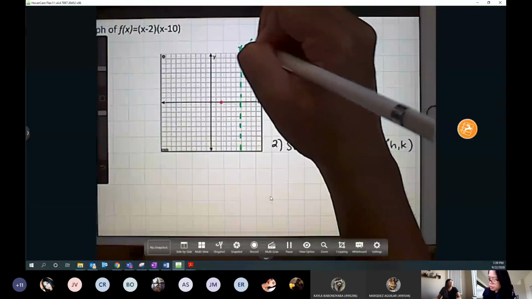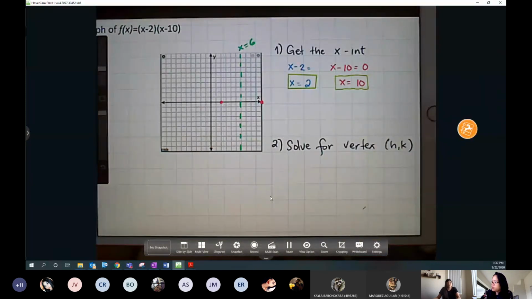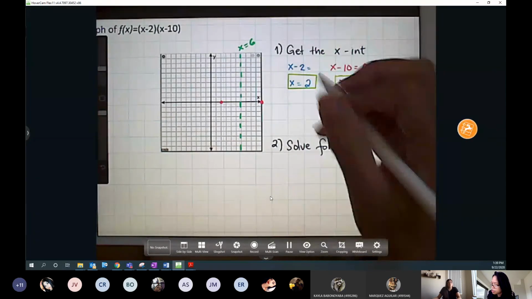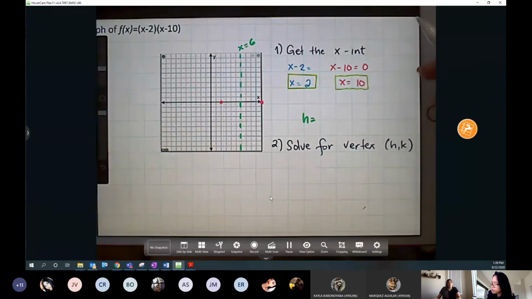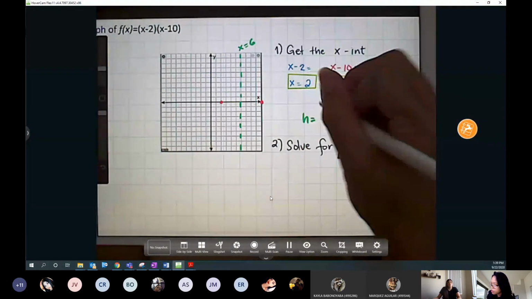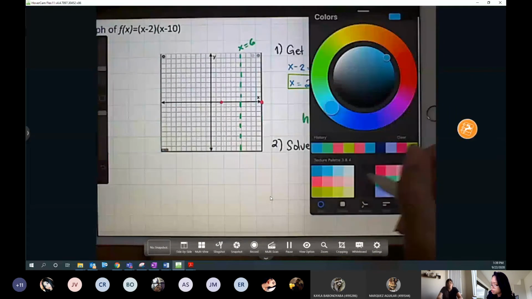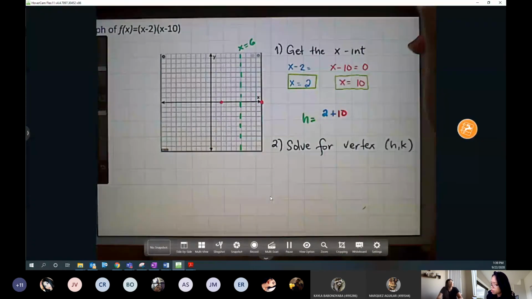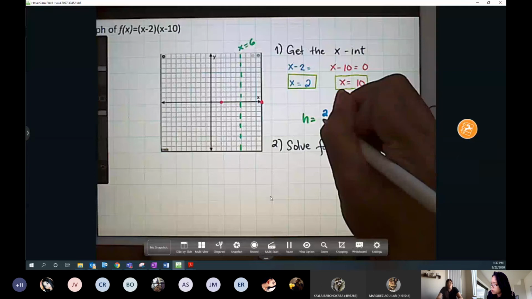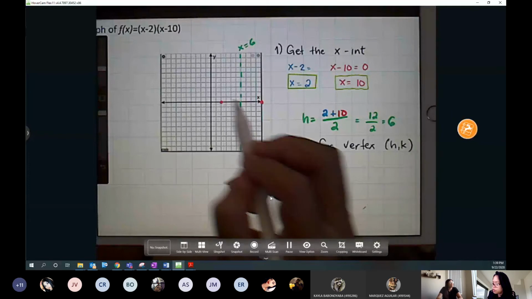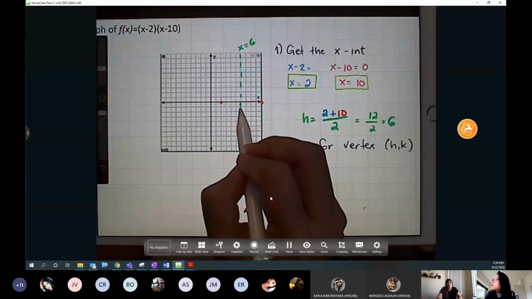X equals 6. All right, to get that algebraically, we just add 2 plus 10, and that is our h. So the first intercept is 2 plus the next one, 10, divided by 2, would be 12 divided by 2, which is 6. So this is 6.